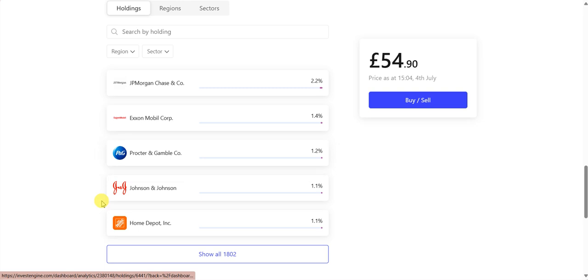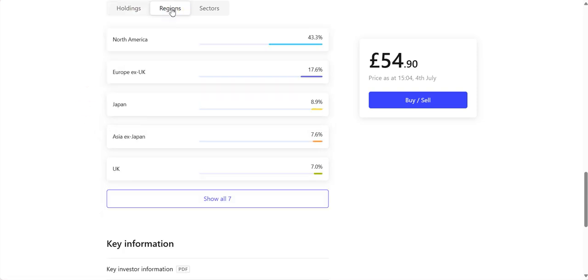here you can see the usual suspects aren't here, but you do have good strong companies that are more dividend focused, like Johnson and Johnson and Procter and Gamble. JP Morgan, they normally have a good yearly return. I hold that in my stocks portfolio. So you've got 1802, so you're diversifying your portfolio by holding different stocks. So let's go to regions.